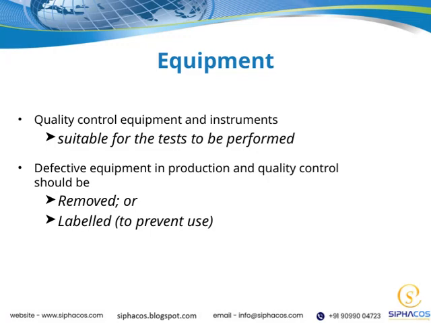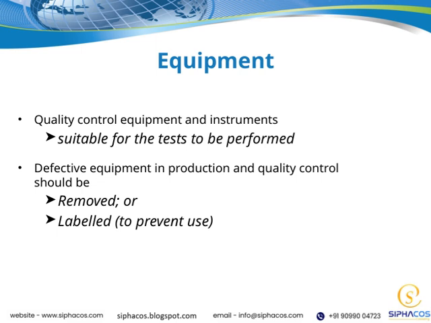Now, let's talk about quality control equipment and instruments, and why choosing the right tools is so crucial for the tests we perform. It's essential that the equipment we use is suitable for the specific tests we're conducting to ensure accurate and reliable results. Using the proper equipment helps us maintain consistency and uphold quality standards throughout the production process.